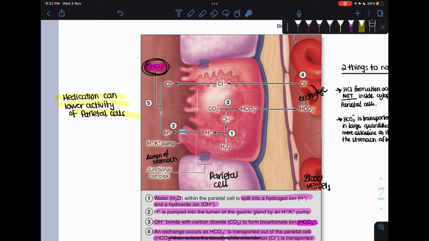Okay. And the hydroxide ion bonds with the carbon dioxide forming a bicarbonate ion. This bicarbonate ion moves out of the parietal cell into the blood vessels. There is an exchange. The chloride ion enters the parietal cell and then it moves out of the parietal cell into the lumen of the stomach where it bonds with the hydrogen ion forming hydrochloric acid.